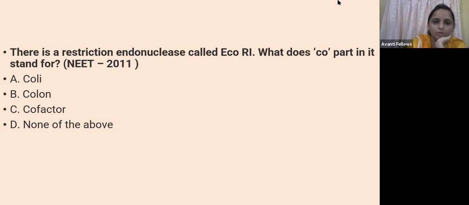Guys, answer this question. What does CO mean? Option A is coli, C-O-L-I. Option B is colon, C-O-L-O-N. Option C is cofactor. Option D is none of the above.